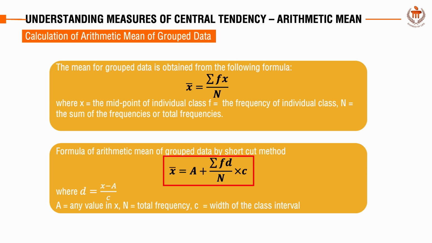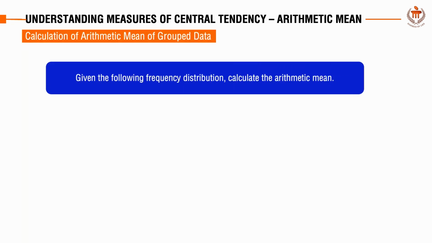When I want to apply the shortcut formula for the arithmetic mean for grouped data, we use the logic of the assumed mean. A is your assumed mean, any value in your X, so the mean equals A plus summation of fd, where d is the step deviation, which we have already discussed, divided by the total sum of frequency, capital N, into C. C is the height or the width of the class interval. We'll do a numerical so we understand better.